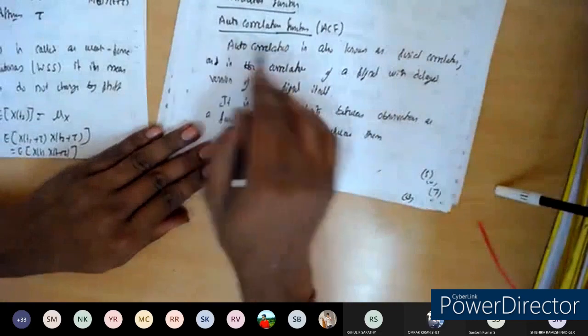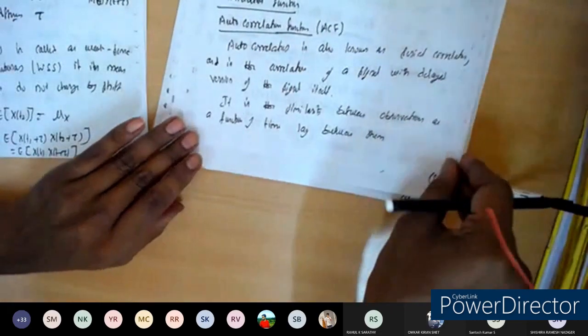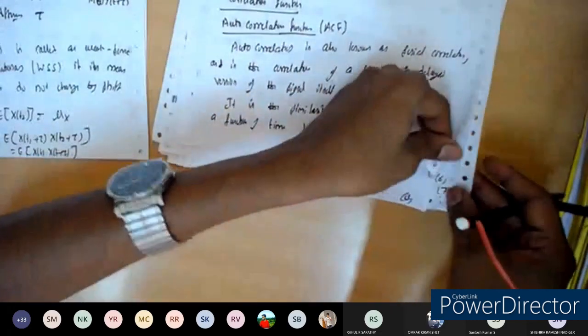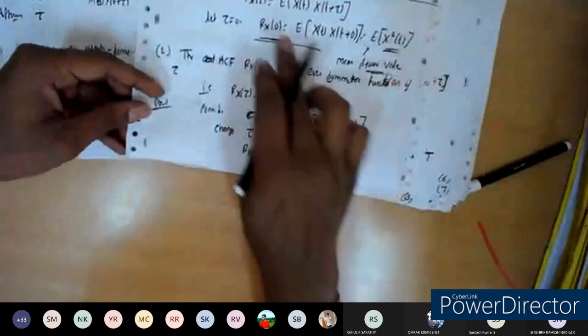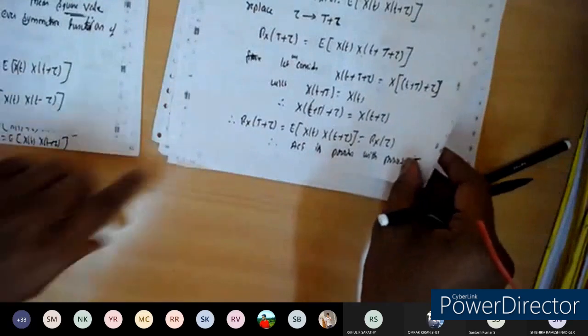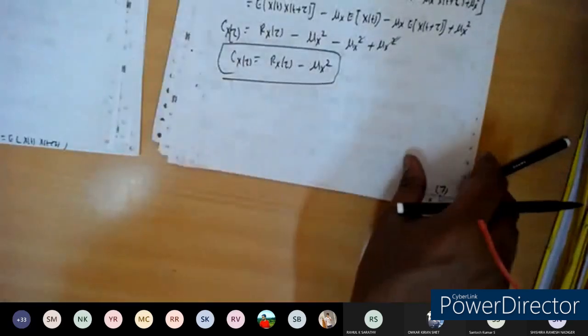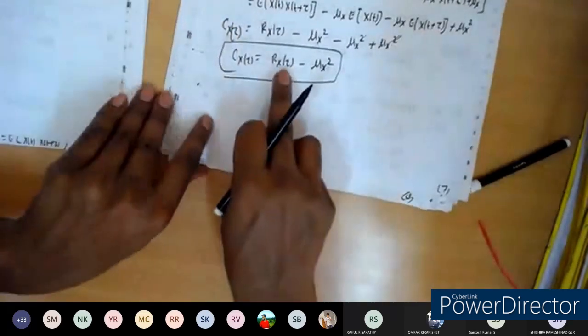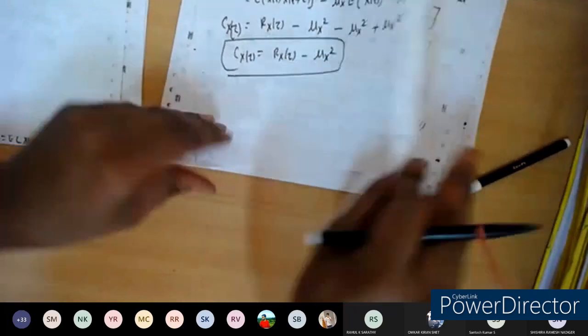Afterwards, we introduced the concept of the autocorrelation function, which is the correlation of the signal with its delayed version, and we have seen its many properties. At tau equal to 0, that is called the centered sequence. All these properties we have seen, and also the autocovariance, which is the difference between the autocorrelation and its mean square value.